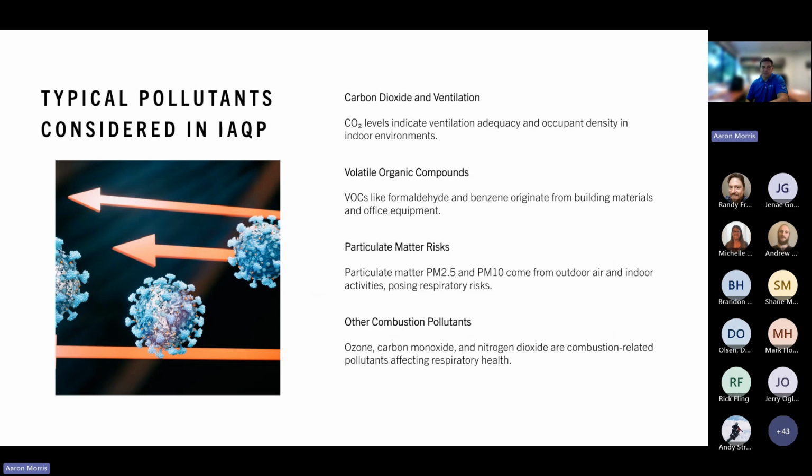So LEED pays attention to those VOCs and is really looking for materials that have lower VOC off-gassing, but we also have products that can target those VOCs and treat them so that it improves the indoor air quality. We'd also be looking at particulate matter, and depending on the usage of your building, ozone, carbon monoxide, nitrogen dioxide could be a concern and could be something we'd want to find a treatment strategy for.